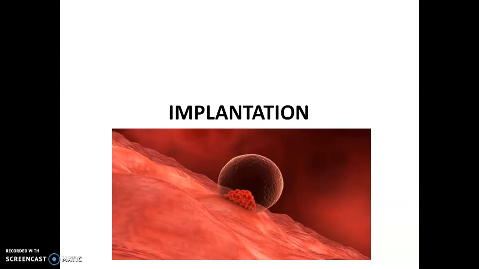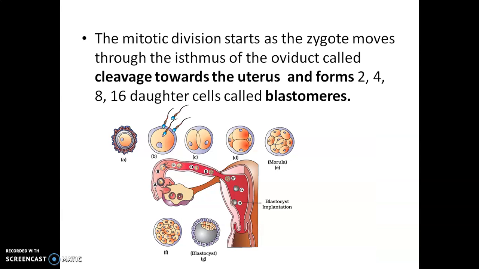Then the next process is implantation. Children, this diagram is there in our textbook. Here you can see the stages of the egg, explained by using letters A, B, C, D, E, F, G, H. Can you see it? The same stages are given here also. So this is the matured ovum and the stage of secondary oocyte.